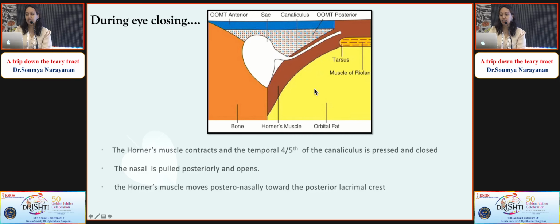So I have already told that the lateral 4/5 of the canaliculus is surrounded by the Horner's muscle. So during eye closure, the Horner's muscle will contract, and this will contract the canaliculus also. So the tear will drain into the medial 1/5. That is pulled down by the muscle here. So the tear is drained into that portion. And there is also the Horner's muscle moving postero-nasally here. So that will start from temporal to medial. So it squeezes out the canaliculus and drains into the sac.